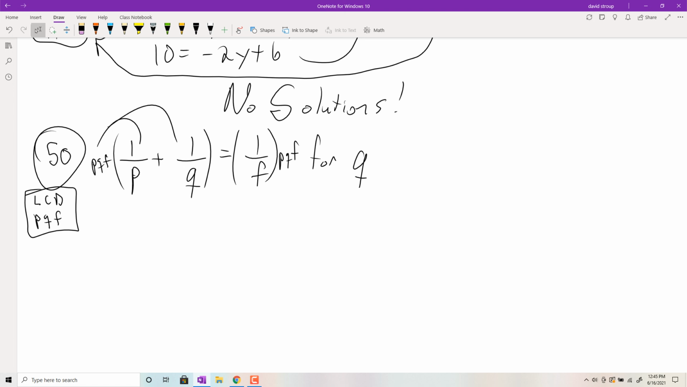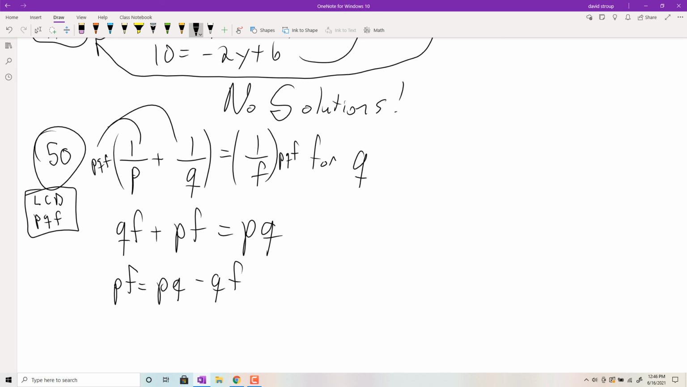Distribute. In the first distribution, the p's cancel, leaving you with QF. In the second distribution, the q's cancel, leaving you with PF. On the right side, the f's cancel, leaving you with PQ. I need to get all the q's on one side, so I'm going to move the QF to the right. So I have PF equals PQ minus QF. Usually I'll flip-flop sides because I'm going to want to have Q on the left side.